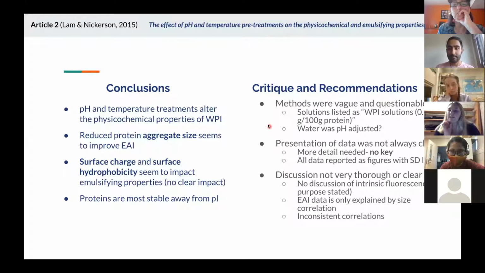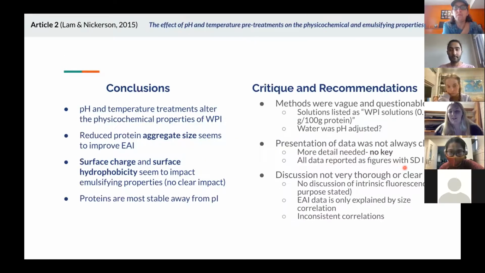And then some critiques, some of the methods were kind of questionable and hard to understand. So the whey protein isolate solutions were listed as 0.1 grams per 100 grams protein. And I think they meant to say 0.1 grams protein per 100 grams water. Also, I'm not sure if the water was pH adjusted or the protein solution. The data wasn't always clear. They didn't even have a key for one of the figures. I think the figures also could have been listed in a table with significant differences listed as well.